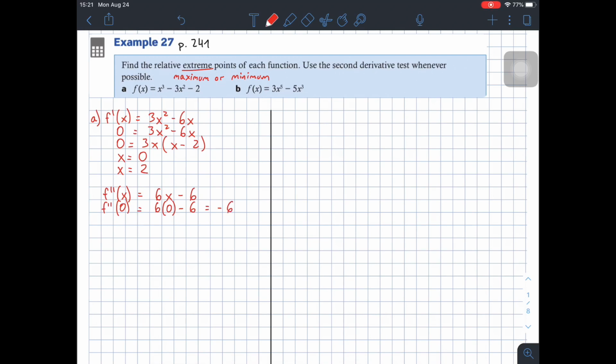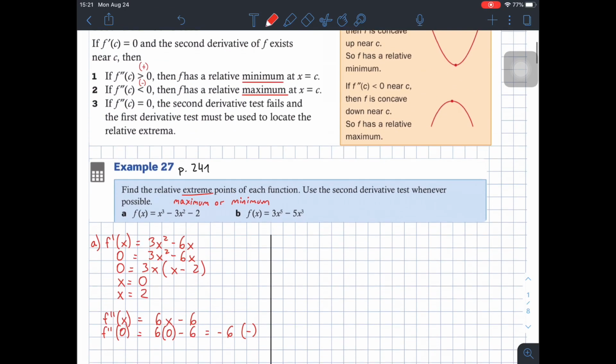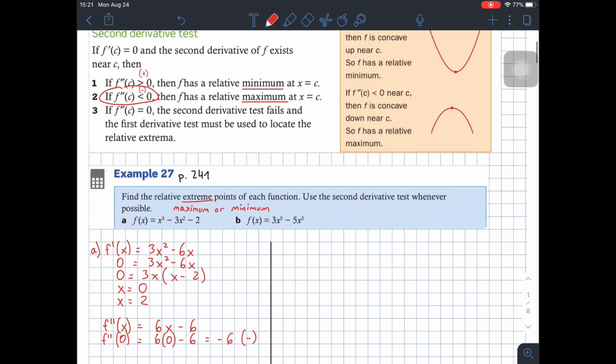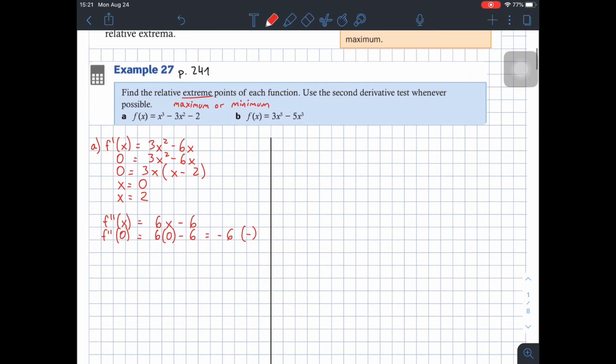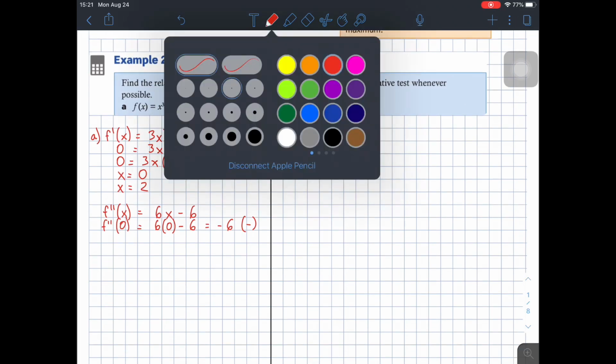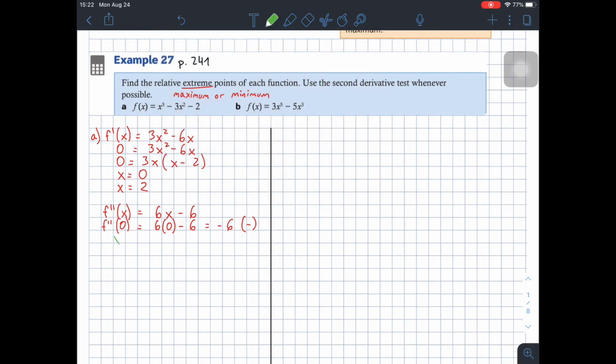It's negative 6. So we only care about the sign here. If it's negative, what does the rule say? If the second derivative is negative, then we're talking about a maximum point at x equals 0 in this case. So we can directly conclude, without doing any sign analysis, that at x equals 0, the function has a relative minimum point.